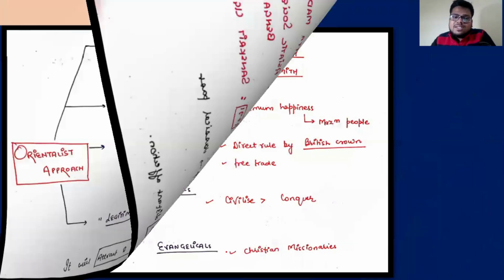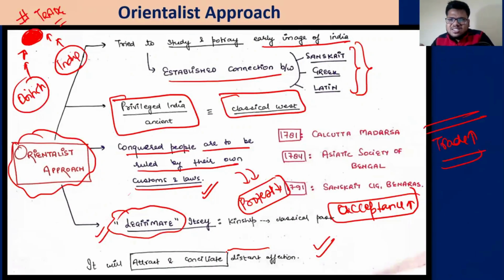And for that, they have established a lot of institutions as well. We've discussed that. So today's session is basically everything we have discussed. So Calcutta Madrasa by Warren Hastings, Asiatic Society of Bengal by William Jones, and Sanskrit College, Banaras, right? Duncan.